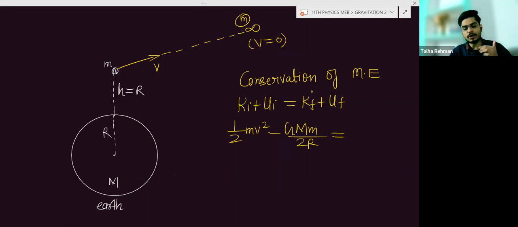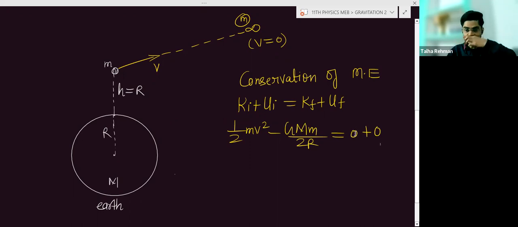And the total energy of the body is zero for the escape velocity. Kinetic energy is also zero, potential energy is also zero. Why is kinetic energy zero? Because the body will become at rest when it reaches infinity, and potential energy is zero because at infinity the potential energy is zero.